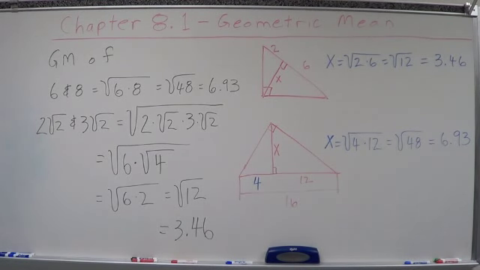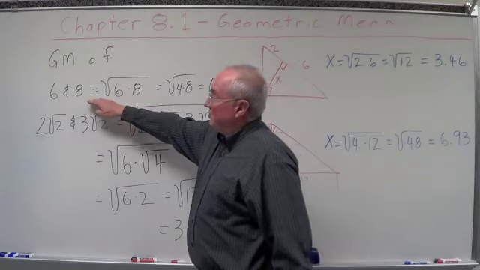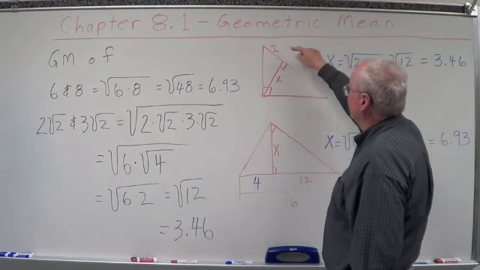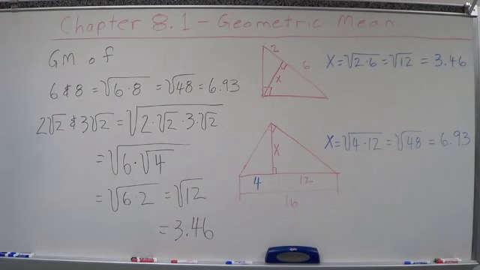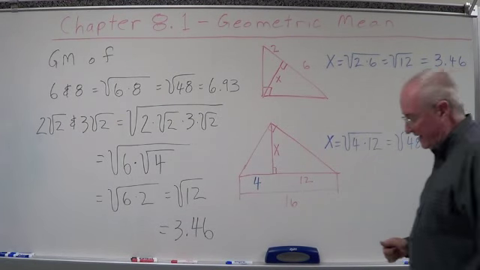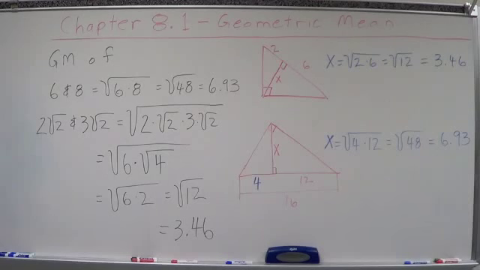Okay, some simple samples of how to use geometric mean to get geometric mean of just 2 numbers, and then how to calculate the length of an altitude given the length of the segments that are created. Okay, now we're going to do a couple of more complex problems dealing with those similar triangles that are created by this altitude.